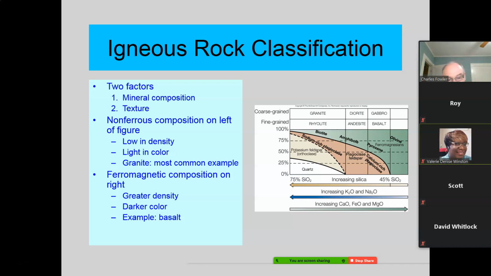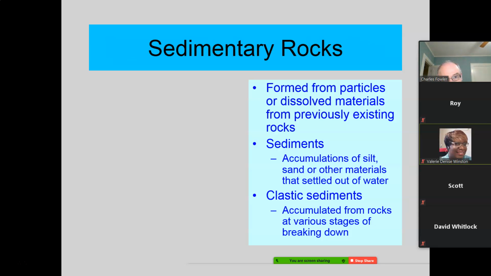So I'm not going to do the others. That was just, to me, fairly interesting to look at. So let's move to sedimentary rocks.